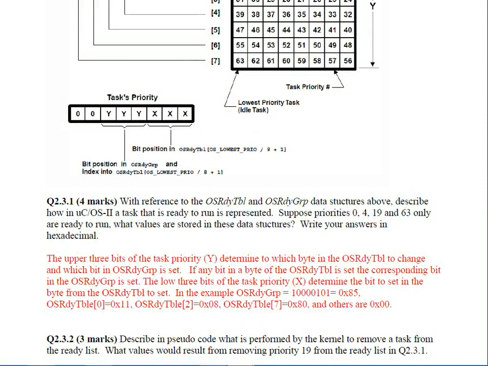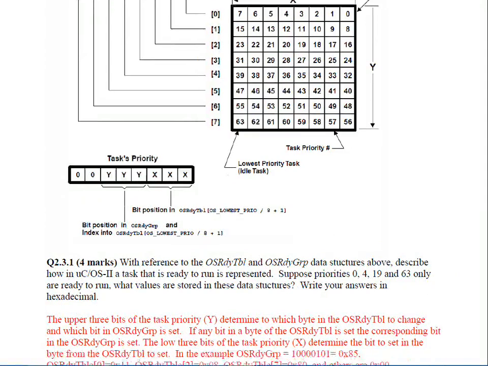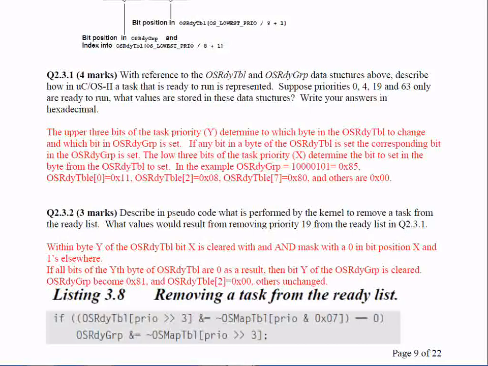So the question is how to use that information. So if we want to remove a task from the ready list, how would you do that? So what values result from removing priority 19 from the ready list? Okay, so you just have to make 19 a 0, this guy, which you can do with this code.